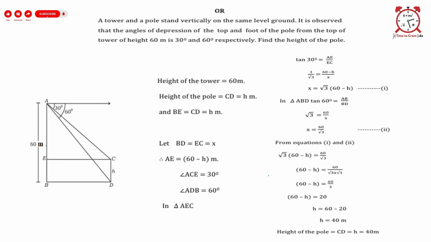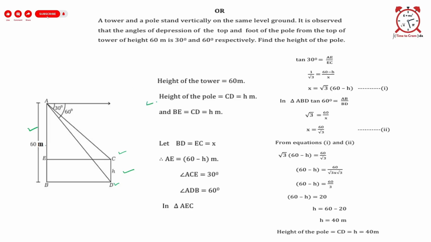Okay, let us go for the next sum. It is also from trigonometry and is an internal option. A tower, this is the tower, and it is a pole. They stand vertically on the same level ground. It is observed that the angles of depression of the top and foot of the pole from the top of the tower of height 60 meter are 30 and 60. Means if we see the top, then the angle is 60 degree, and if we see its foot, then the angle is 30 degree as per the depression. Then find the height of the pole. We have to find CD here.